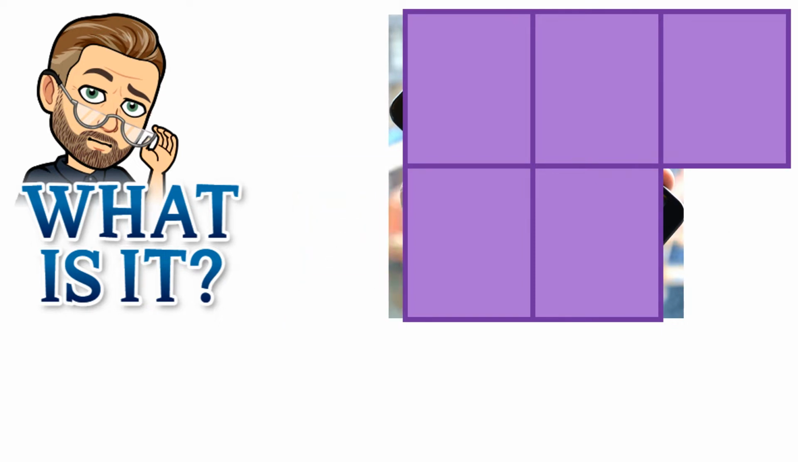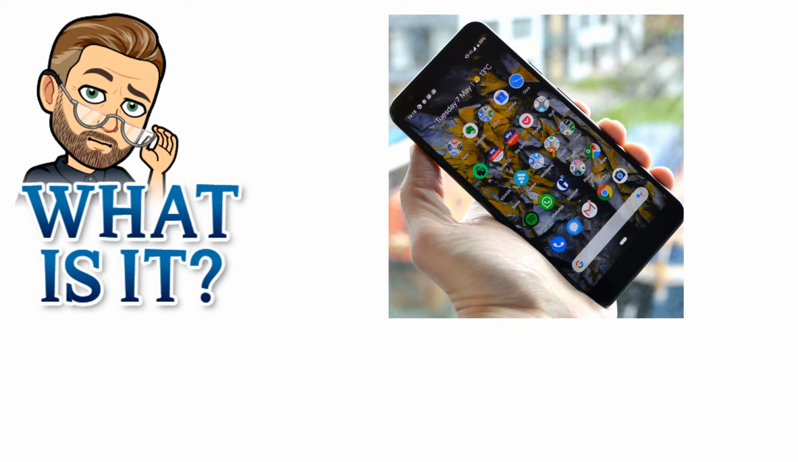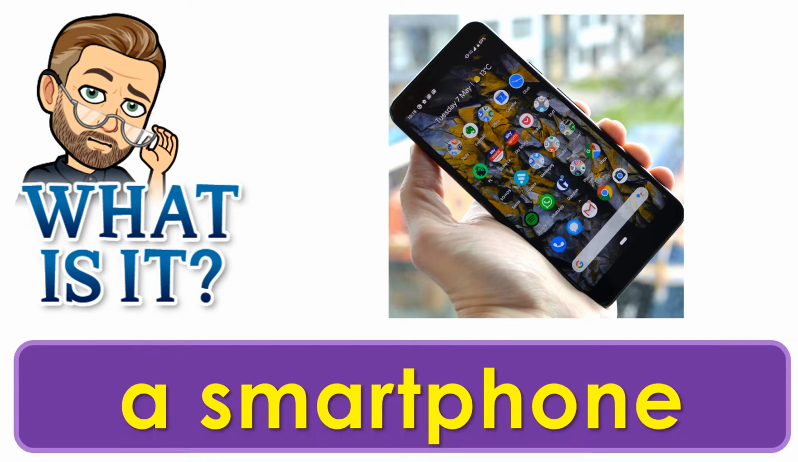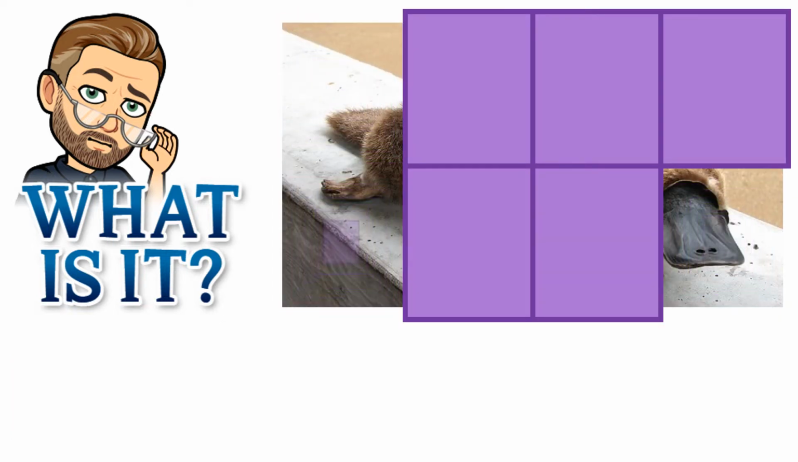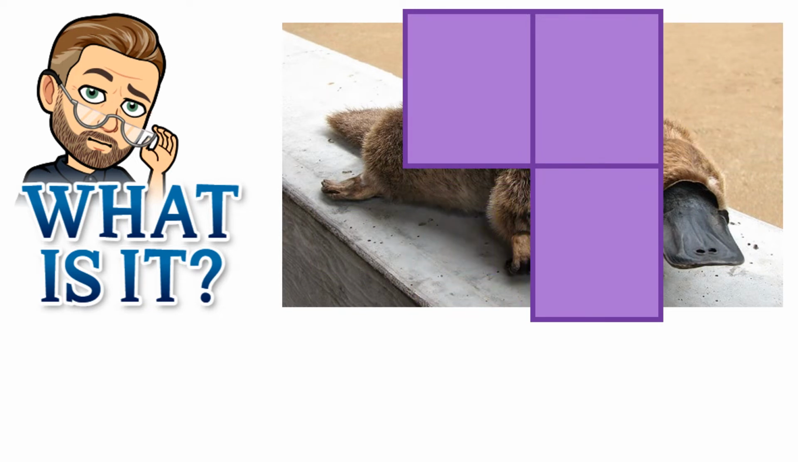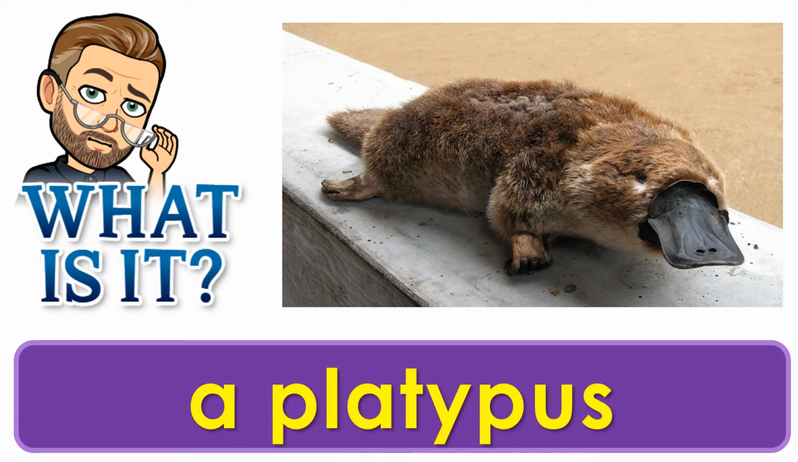What is it? This one, you could call it a cell phone, but there's a better answer. Did you say a smartphone? Good job. Say it after me. A smartphone. Wait, this is not one thing about communication. What is this? One of my favorite animals. This is a platypus. Say it after me. A platypus.